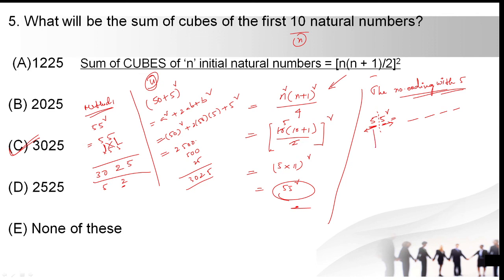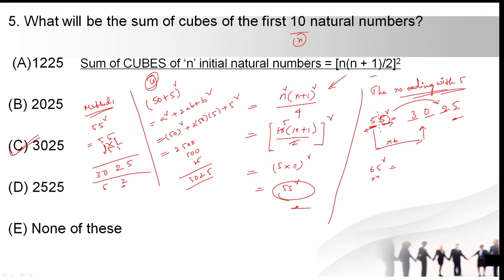What is the next number in counting after 5? That is 6, right? After 5 we'll get 6. Now tell me, what is 5 6s? 30. We need to write that 30 in the first two digits, and this 30 should be followed by the square of the ones place value, that is 25. Got it? Okay, I'll give you one more example for this.